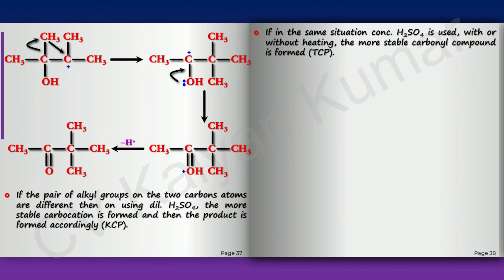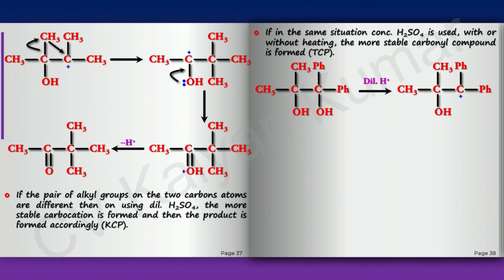Okay, let's see this one. If I were to use dilute H+, which carbocation do you think is most stable? The right or the left? Obviously, right. Aromatic, I mean, it can resonate. So then the CH3 will move to this carbon to give you the octet complete carbocation, and then you will get this product. This is KCP based on more stable carbocation.